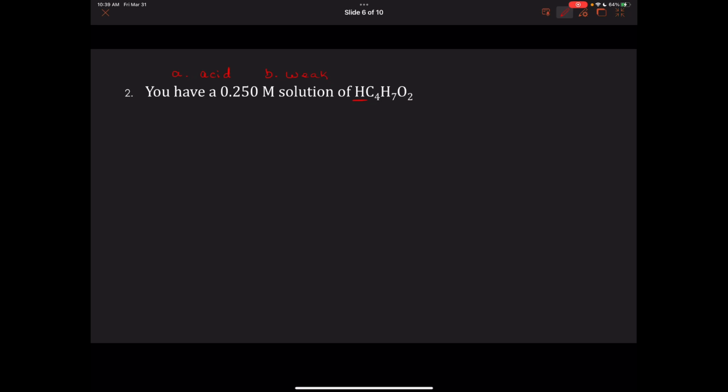So we want to write our equation for the dissociation or proton transfer here. So I'm going to start with my acid. I'm going to show it interacting with water. It's weak, so we're using our double arrows indicating equilibrium. As an acid, it's going to donate that hydrogen to the water molecule, producing hydronium. And our conjugate base of C4H7O2.